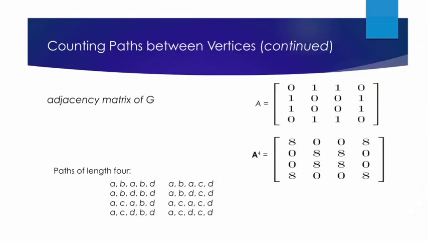There are exactly 8 paths of length 4 from A to D. By inspection of the graph, we see that there are 8 paths of length 4, as listed in the slide. So we name one or two of them. The path A, then B, then A, then B, then D. Also, we can go from A to C, then to A, then to B, and then to D.